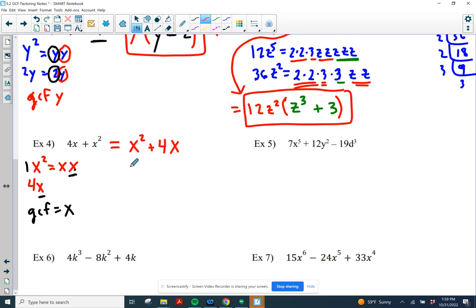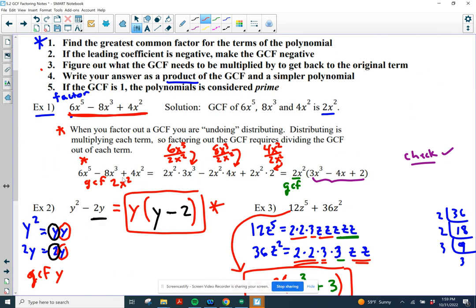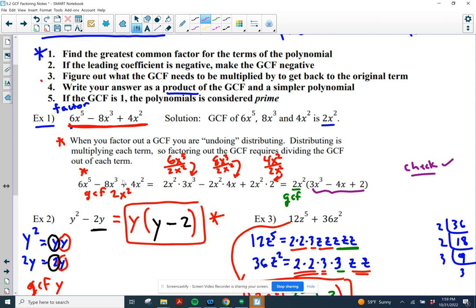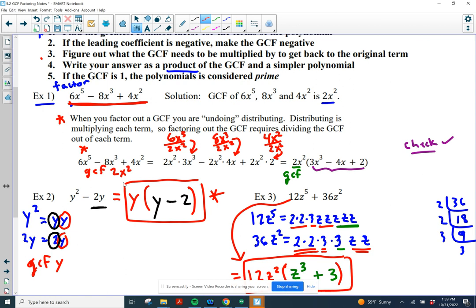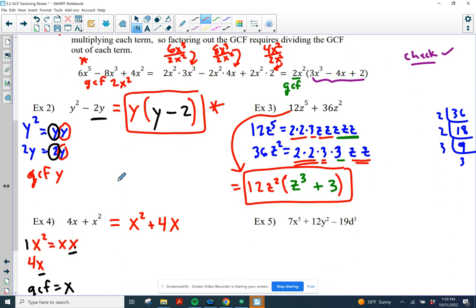So what I will do, once I've found that GCF, that's my first step, right? Find the GCF. Find the greatest common factor for the terms of the polynomial. I don't have to worry about factoring out a leading coefficient. I don't have to worry about factoring out a negative because my leading coefficient is positive 1. Well, okay, let's factor out the GCF.